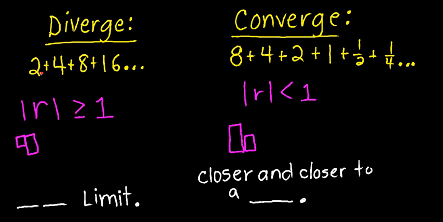Example here. This is 2 plus 4 plus 8 plus 16. And it's probably pretty obvious to you that the common ratio in this geometric series is 2, because it's doubling each time. So 2 times 2 is 4, 4 times 2 is 8, and so on. In this particular case, the absolute value of the common ratio is 2, which is greater than 1. And in those cases, there's going to be no limit, and we're not going to be able to find a sum of that because it just basically is going to go on to infinity.